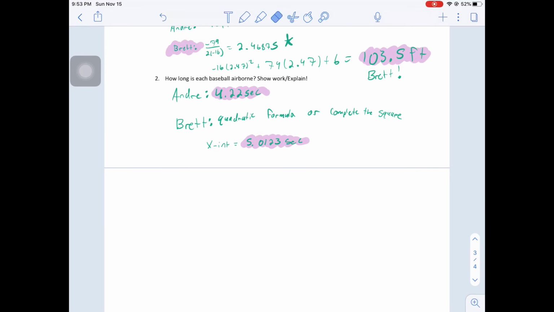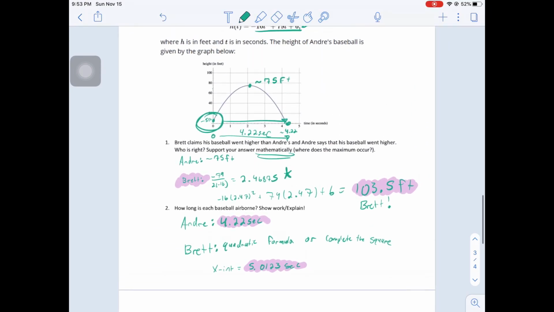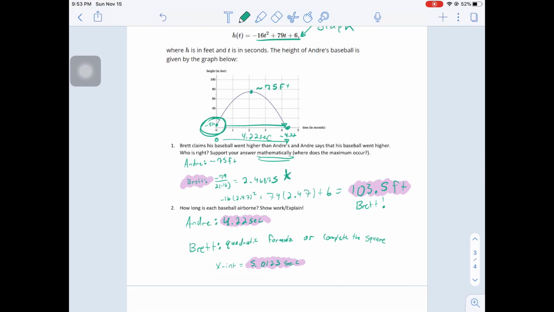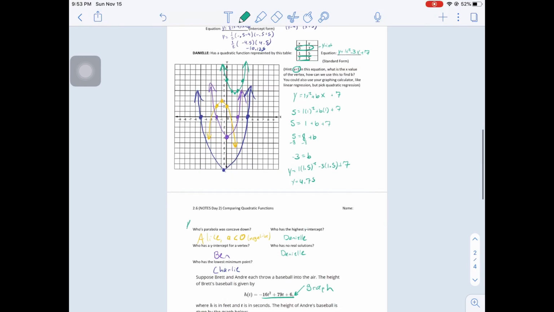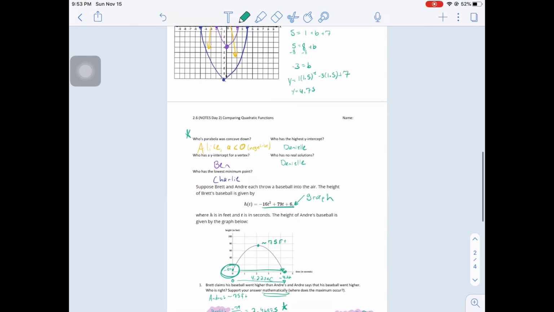All right, and that's all the notes for today, guys. It's really just a lot of comparing quadratic functions. Notice we compared Brett and Andre, a graph to an equation, and then up here we had a table of values, intercept form, standard form, and vertex form, and we were just comparing all of those in this next section down here.